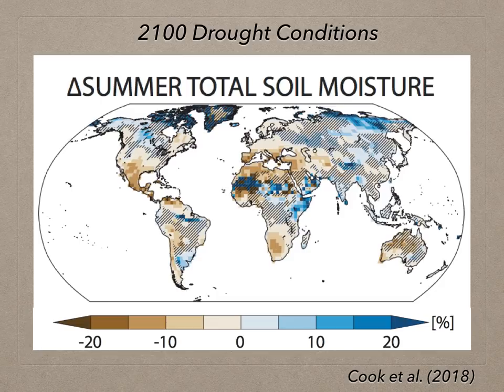So the implications from both of these slides, both temperature and soil moisture, are that if we continue to burn fossil fuels at the rate that we have, we're going to see extremely strong changes in the climate system, changes that actually the human species has never experienced in its history.